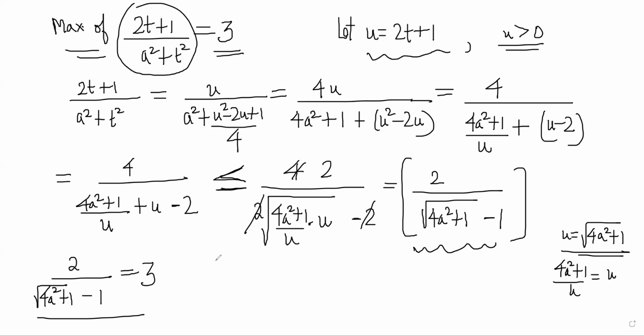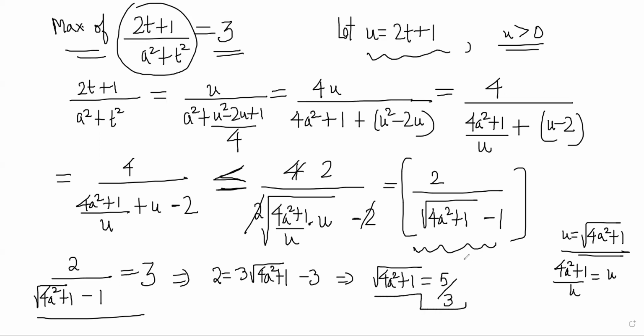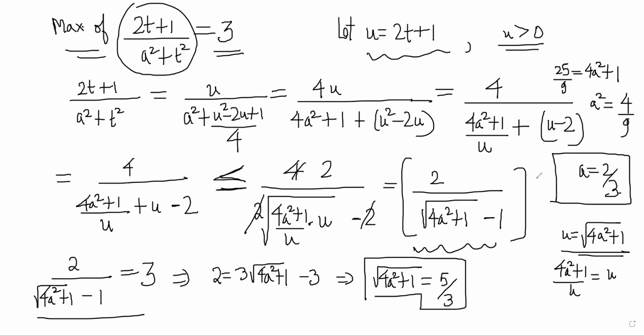So this must be 3. So that means we get 2 is equal to 3 times root of 4a square plus 1 minus 3, which means root of 4a square plus 1 is equal to 5 by 3, right? And that means 25 by 9 is equal to 4a square plus 1, and we are getting a square is equal to 4 by 9, a is equal to 2 by 3 from here. So the value of a for which this happens is 2 by 3.